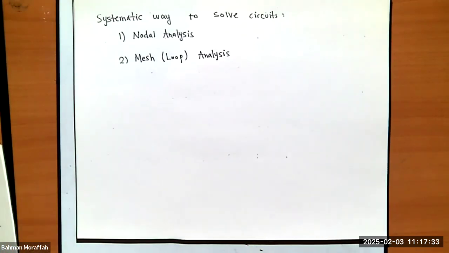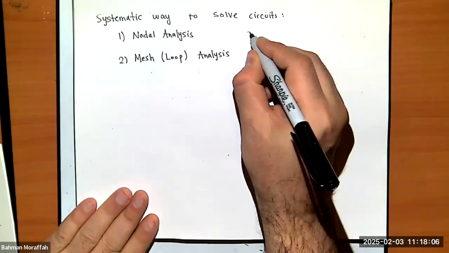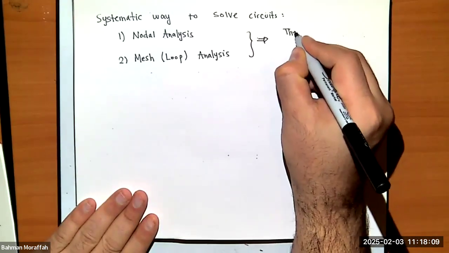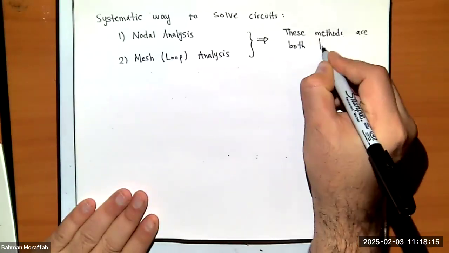And these methods are basically built on top of KVL and KCL that we learned before. If you're looking at nodal analysis, we're basically using KCL. And if we're looking at mesh analysis, we're looking at KVLs, but in a systematic way. And since KVL and KCL are linear equations, if I write the equations that are associated with them, either for nodal analysis or mesh analysis, I'm going to end up getting a linear system of equations, right? So both of these methods are linear.